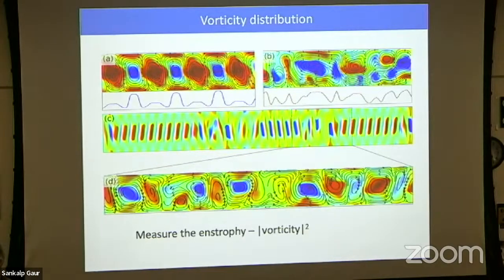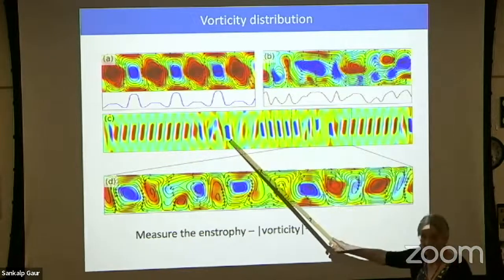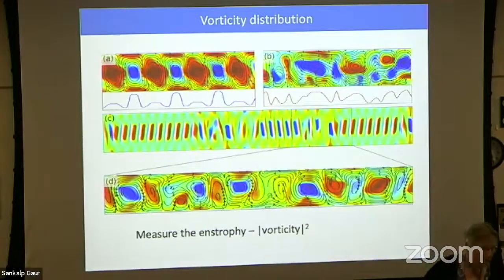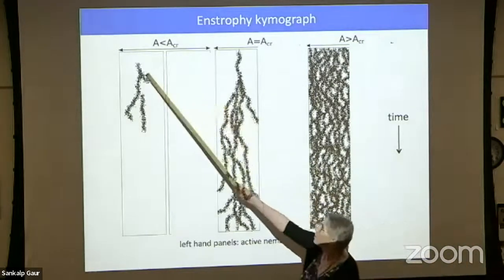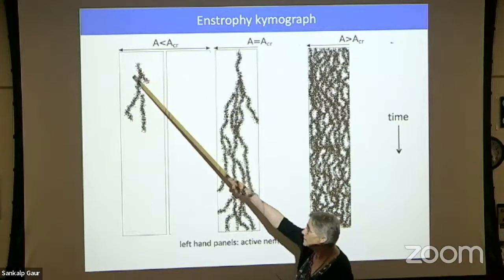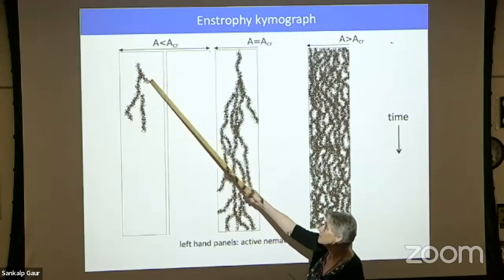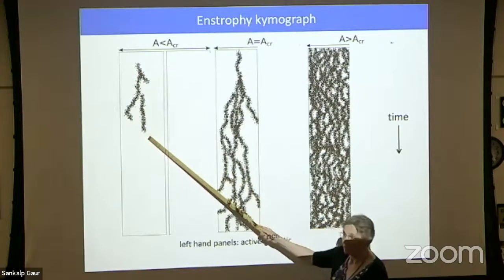This is a snapshot, and what I'm going to do now is show you a kymograph, which is how this evolves with time. A kymograph is the time evolution of this. What I care about is where these patches are as a function of time. So this is one of these little patches, and this is time. What happens is that they can split and they can disappear.